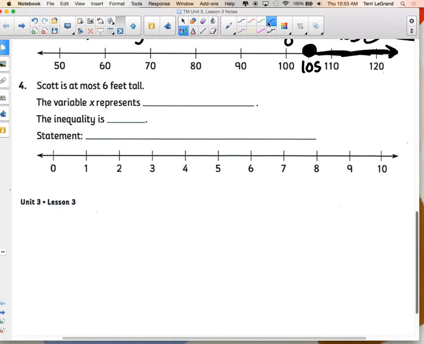Okay, help me out. What does X represent? That's all I want right now. Tyler? Scott's height. Or how tall Scott is. You can leave it like that. But what's it measured in? In feet. We want to know what his height is in feet. Well, now that would mean the X in your inequality statement better represent the number of feet tall Scott is. Ikea, you think you know it?